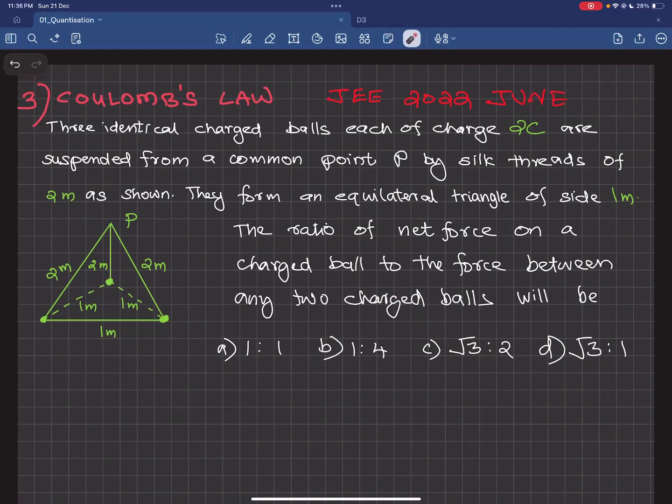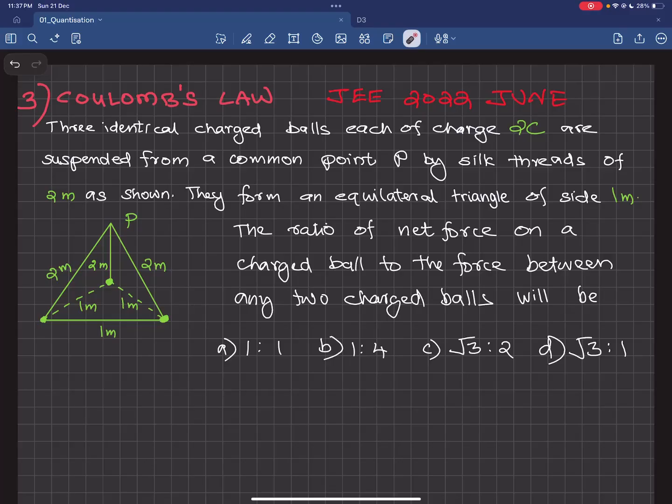This question is from Coulomb's law in electrostatics, which was asked for JEE 2022 June. The question says there are 3 identical charged balls, each of having a charge 2 coulomb, suspended from a common point P by 3 silk threads, 2 meter long. If you view from the bottom, all of them look like an equilateral triangle of side 1 meter each.